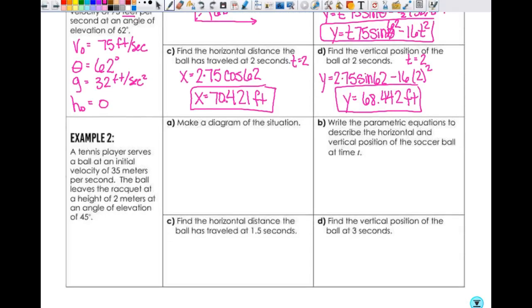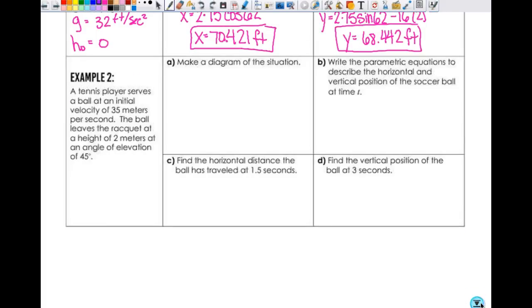Let's look at number 2. We're going to make a diagram of the situation again, so let's read what's happening here. It says a tennis player serves a ball at an initial velocity of 35 meters per second. The ball leaves the racket at a height of 2 meters and an angle of elevation of 45 degrees. So our initial velocity is 35 meters per second. Our theta is 45. Our gravitational constant is 9.8 meters per second squared, because we're in meters now. And the initial height is equal to 2.